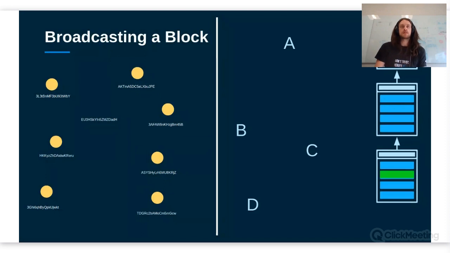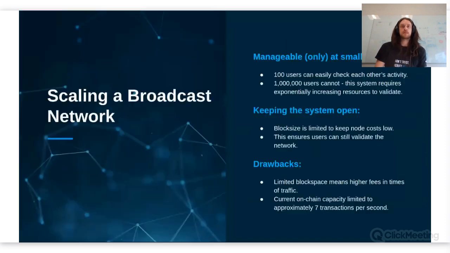There are some constraints that come with this style, this broadcast network. This isn't a big deal if there's a small number of users. If you have 100 people using Bitcoin, they can all check each other's activity, not a big issue. Once you have 1 million users, it becomes more of a problem, because if we want people to run nodes and check what's going on in the network, each new user adds to the network exponentially. In a nutshell, broadcast networks scale really badly. And you need to be able to check other transactions cheaply. This is what keeps the system open, decentralized and censorship resistant.